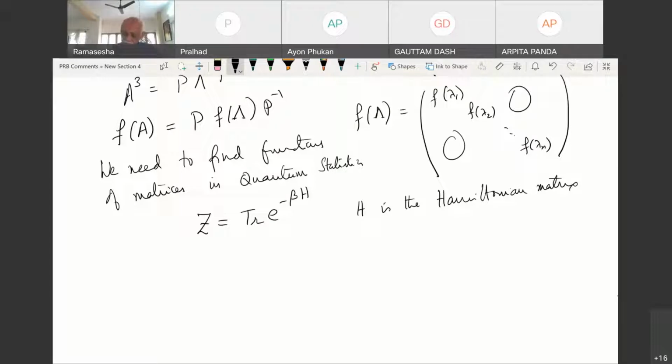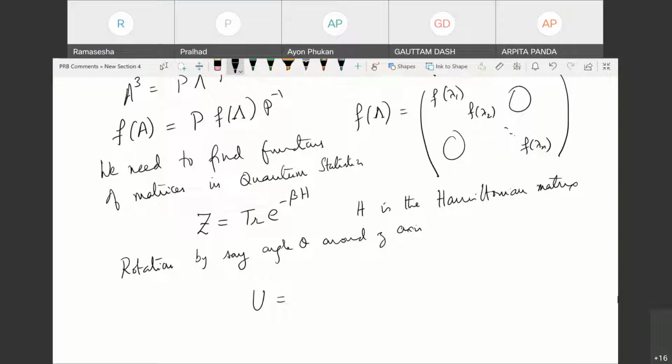Similarly, when you are doing a rotation in quantum mechanics, a rotation by an angle theta around the z axis is given by this matrix, e to the minus i over h-bar theta Lz. Lz is the angular momentum matrix.